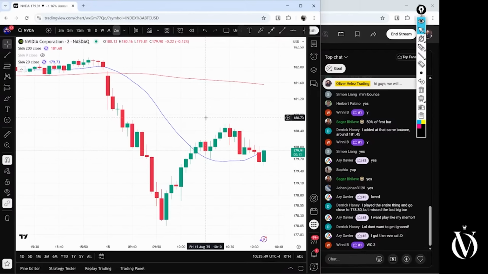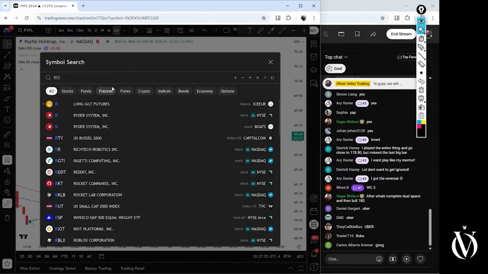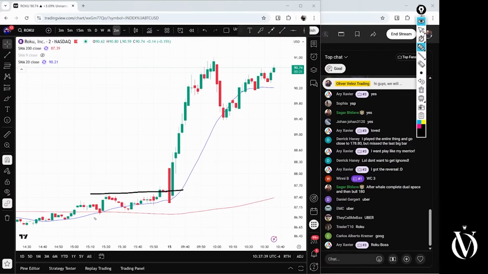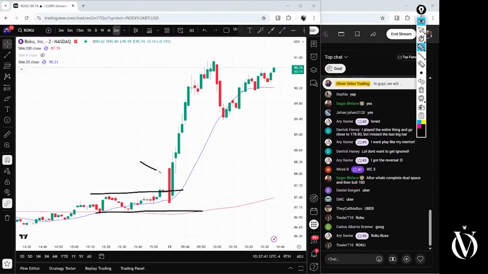Let's quickly take a look at Trader T10, Roku. That's it. There you go. Look at that. Now, what was a little tricky, not too tricky, is that your first bar was red, but this red is in a bull position. You got to ignore that. The next bar neutralizes the red, basically making the red non-existent by painting over it.